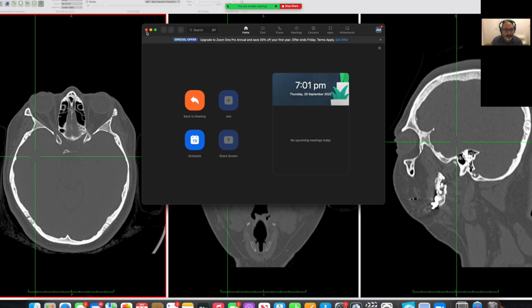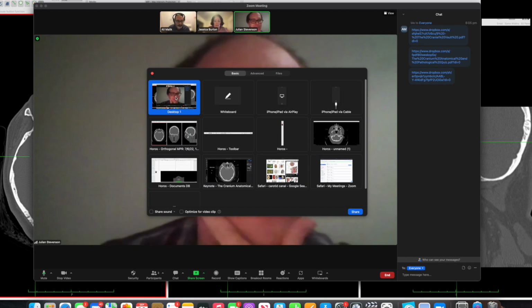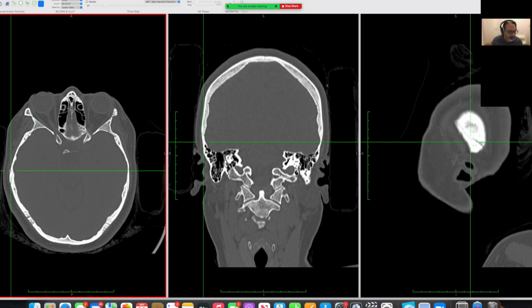Where's my zoom? That is not my correct zoom. Okay. Stop share and share entire screen. Can you see the whole screen there? Yeah. Excellent. So can you see this here? And so I think we're at this level. And so that's what we're thinking. So let's click on it. And there's the bone. So that's definitely the temporal bone.